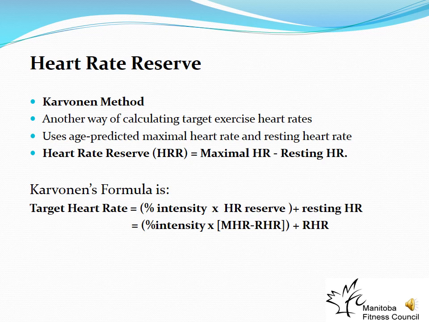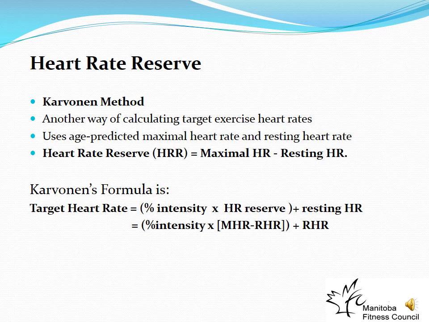So in an attempt to make things more personalized and more accurate, Dr. Karvonen came up with a method called the heart rate reserve. So you'll hear this called the Karvonen method. This tries to individualize things a little bit by using not just your age predicted maximal heart rate, but also your own personal resting heart rate. And he says that your heart rate reserve is the difference between your maximal heart rate and your resting heart rate. So we're going to use this formula to come up with different targets.